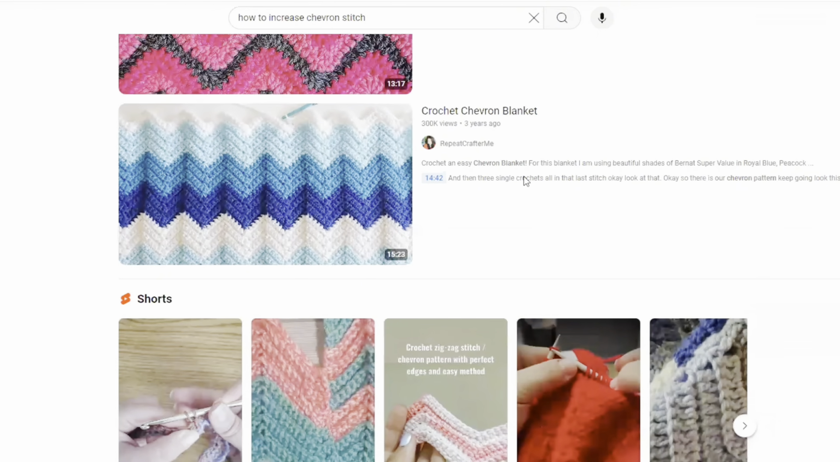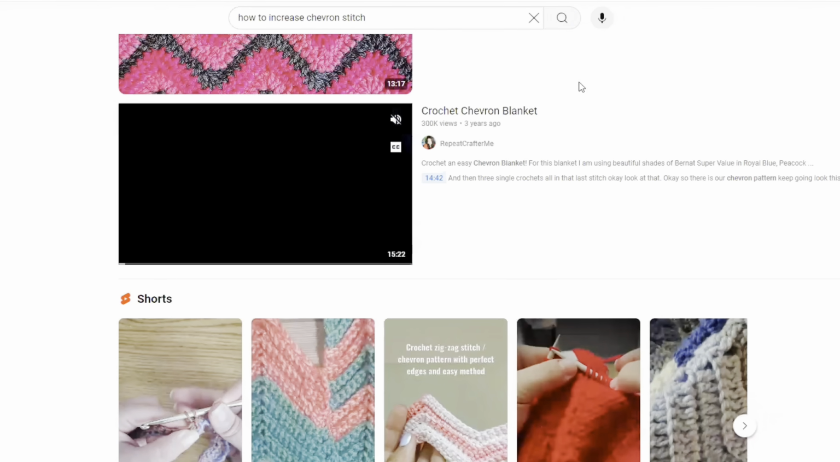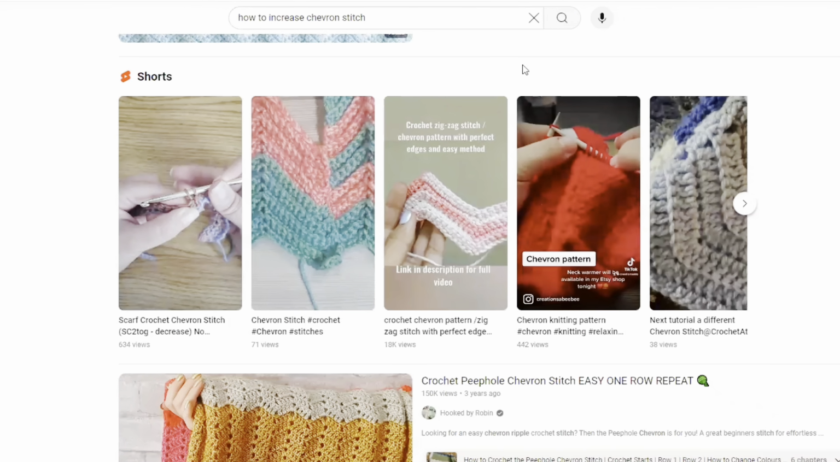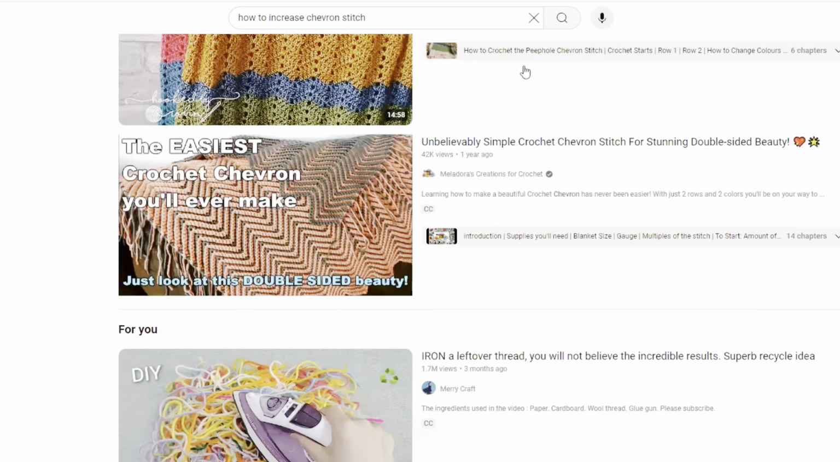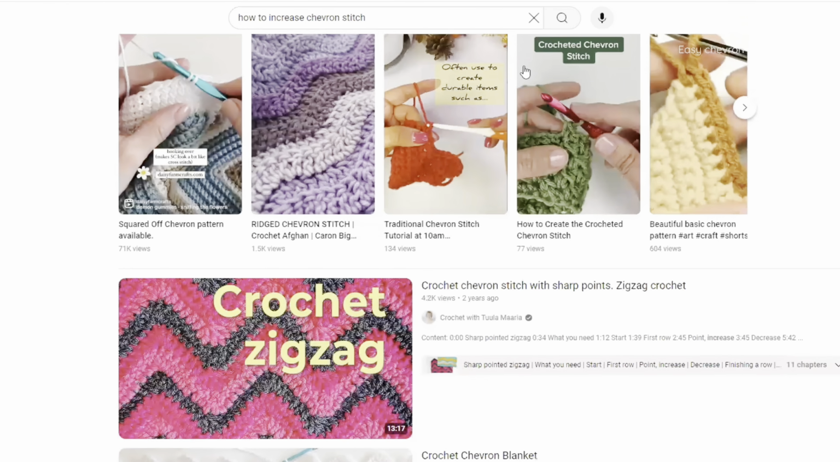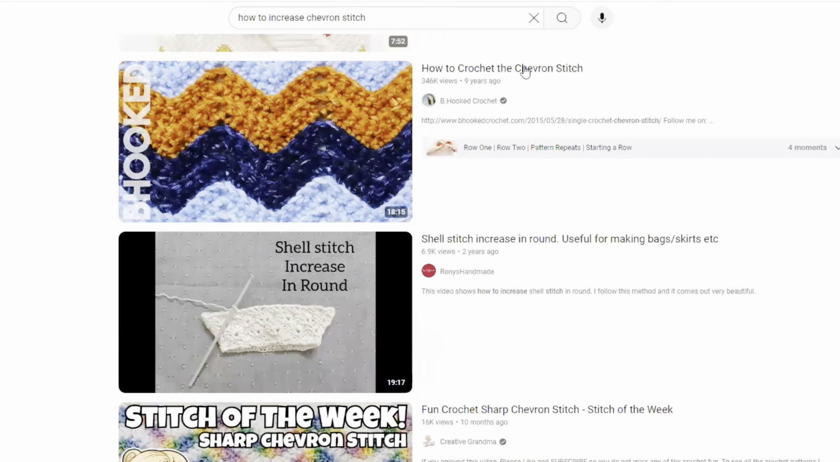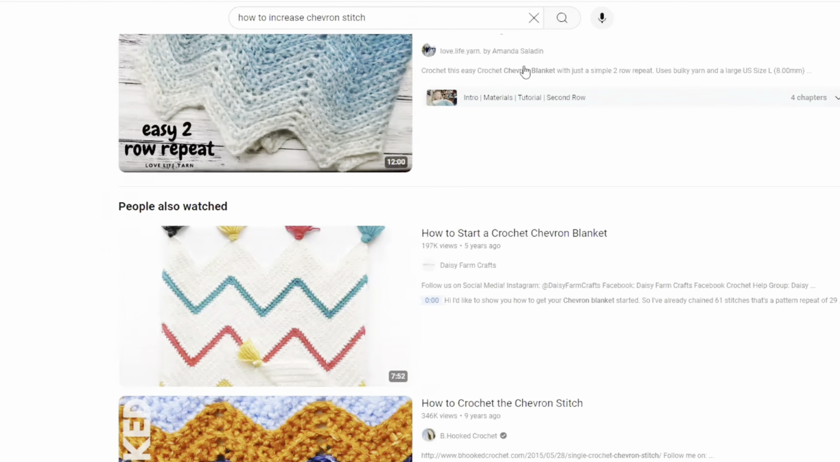that is why I was thinking at first to look for a video tutorial for her, thinking that it would be something similar out there, how to increase in a chevron stitch pattern or ripple stitch pattern, but I couldn't find any. Most of them are patterns for chevron stitch blankets, or how to crochet the chevron stitch, different types of chevron stitch, but not how to increase in this pattern.